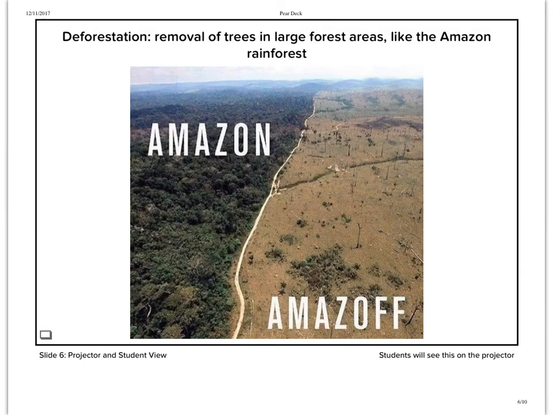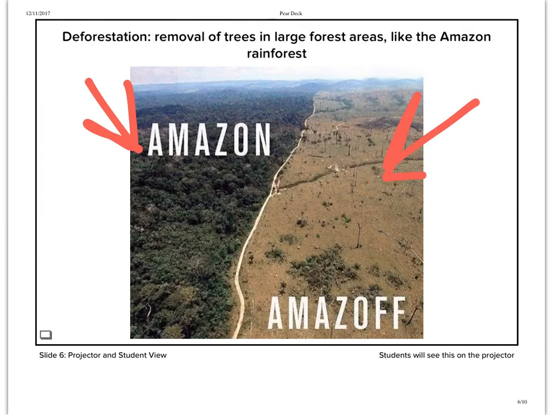Deforestation. Deforestation means the removal of trees in large forest areas like the Amazon rainforest. So I like this image. This is not a photoshopped image. The words are obviously added on, but this is an image of the Amazon rainforest. This section is a section of the Amazon that has not been deforested. Trees have not been cut down. This section has gone through deforestation, and you see the dramatic contrast between the two areas.